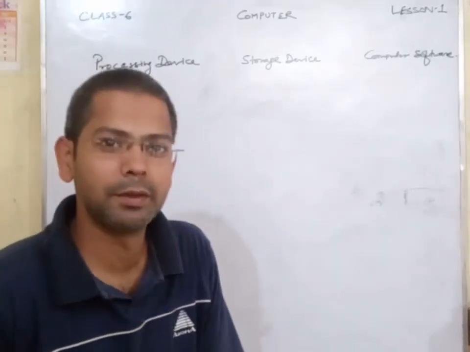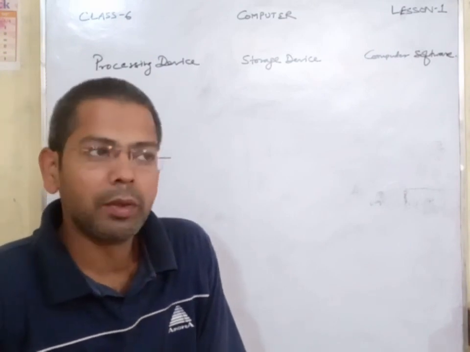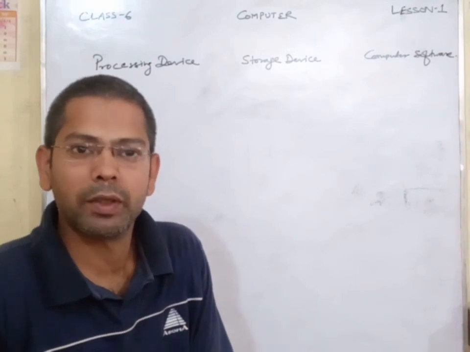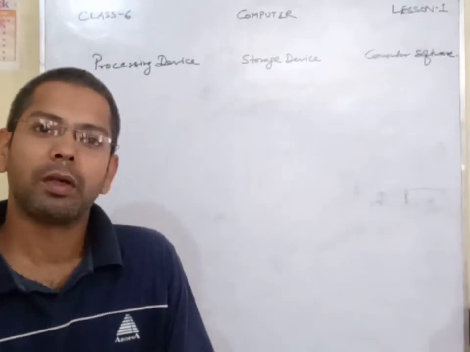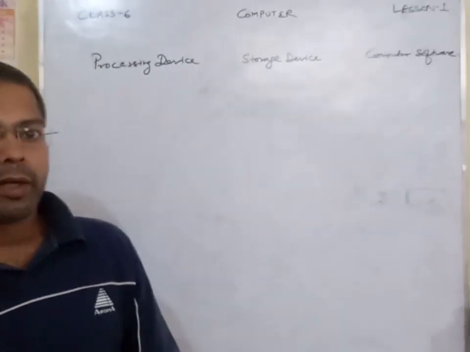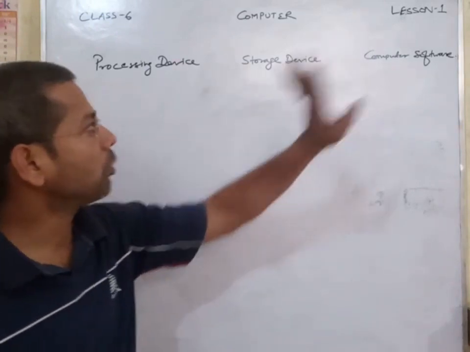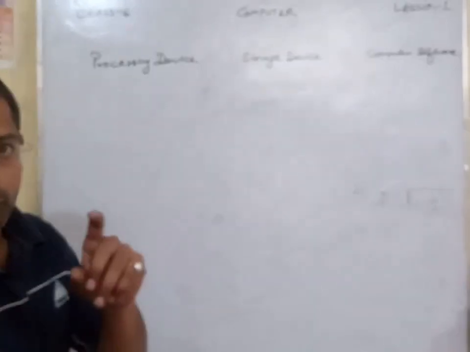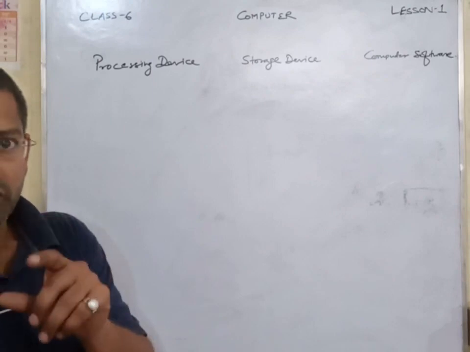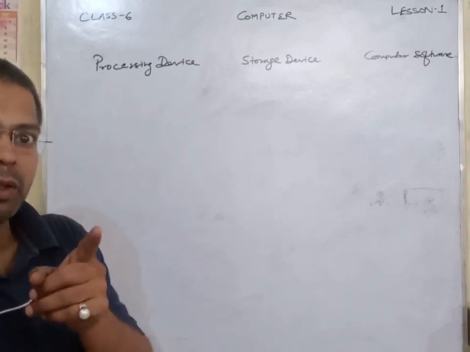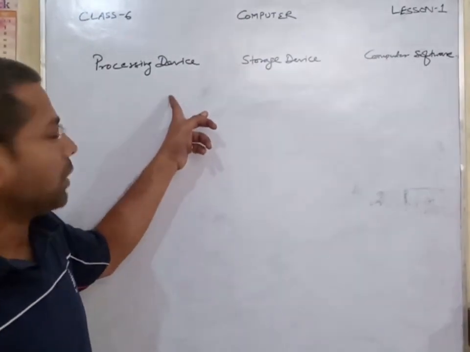Dear students, today we will discuss the remaining topics of lesson 1, named computer hardware and software. Yesterday we discussed the IPO cycle: input, processing, output. Today we will discuss the remaining topics: processing device, storage device and computer software. The P in IPO stands for processing. How that processing is possible, we will study with the processing device.